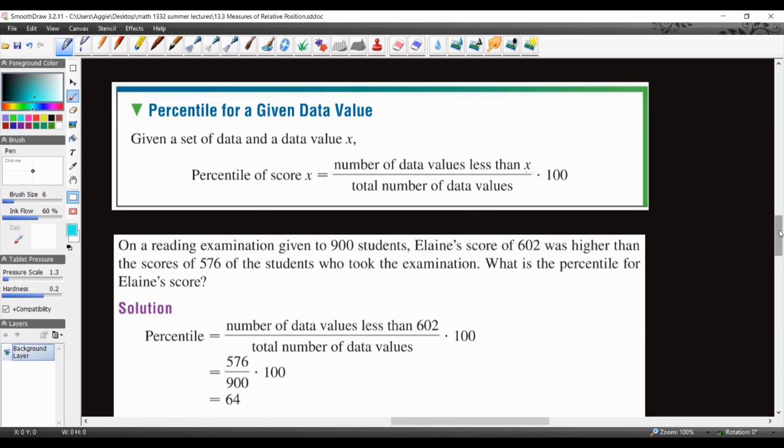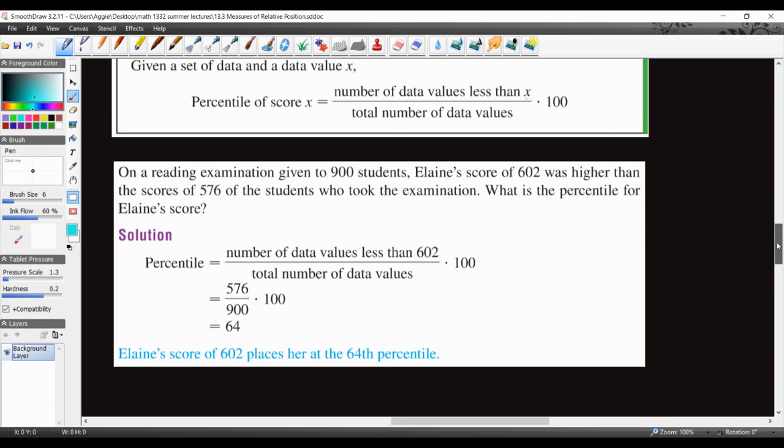So here's an example of that one. I think that might be the last one. It says, on a reading examination given to 900 students, Elaine's score of 602 was higher than the scores of 576 of the students who took the examination. What is the percentile for her score? We have the number of data values less than 602, which would be this 576 right here. The total number of data values was 900. And we just divide this and multiply by 100. So it ends up as 64, which means she would be in the 64th percentile.